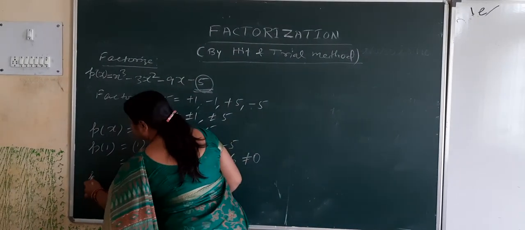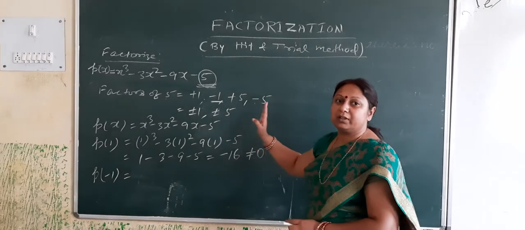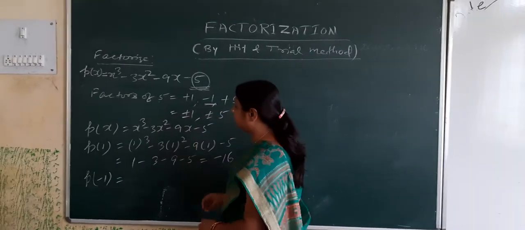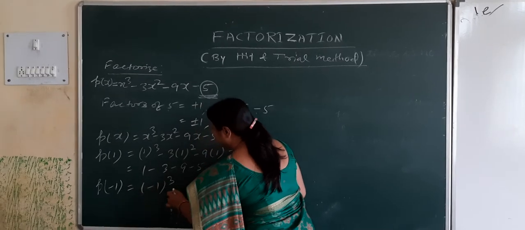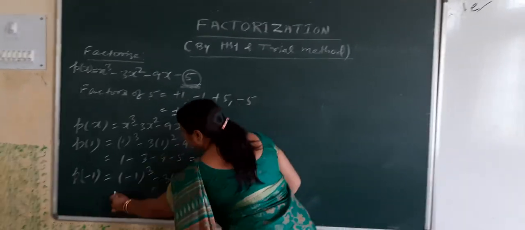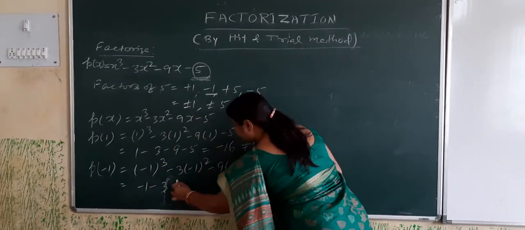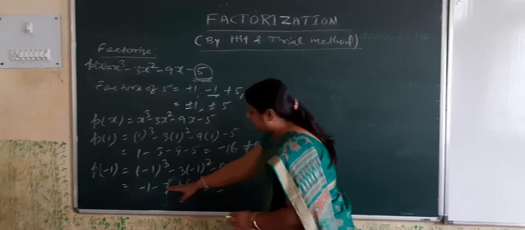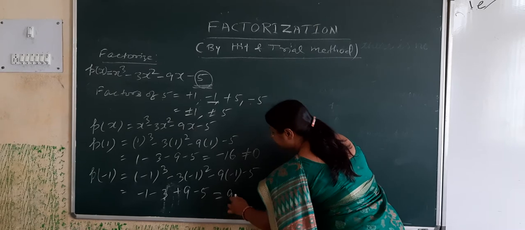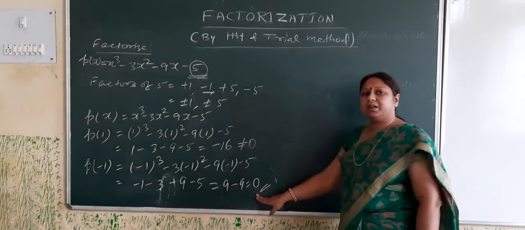Now, put the next value. Next value is minus 1. So, every time we have to substitute values one by one, until the polynomial becomes 0. So we put minus 1 in place of x: minus 1 cube, minus 3 into minus 1 square, minus 9 into minus 1, minus 5. That is minus 1, minus 3, plus 9, minus 5, which equals 0. So now, after putting the value of minus 1, the polynomial becomes 0.